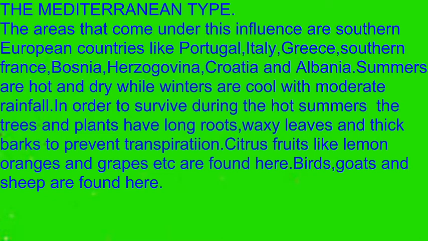Now, one important characteristic we have to keep in mind of the Mediterranean region is that summers are dry and hot, but in winters they have rainfall. So this is a very important characteristic of the Mediterranean type: hot and dry summers with moderate rainfall during the winter time. Now what happens is, because there's not much rainfall during the summertime, the trees and plants that are found there have long roots, waxy leaves, and thick barks to prevent transpiration or loss of water.